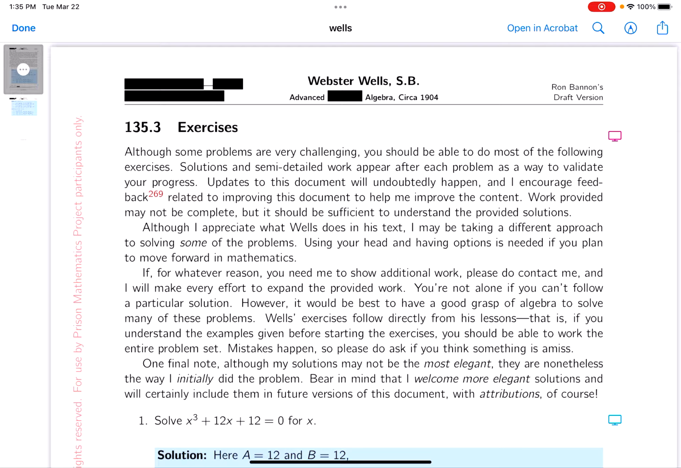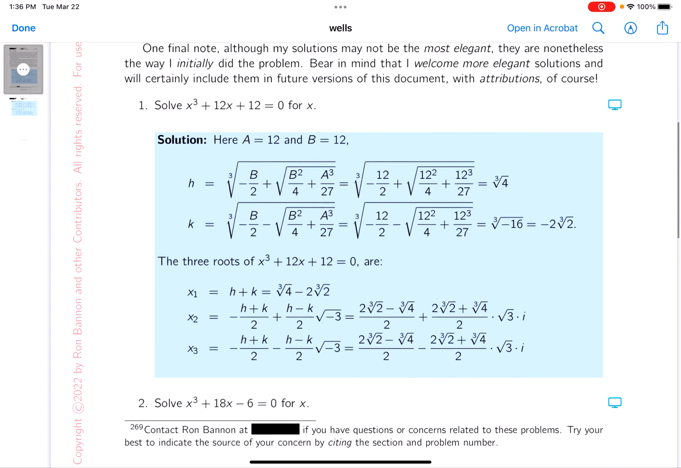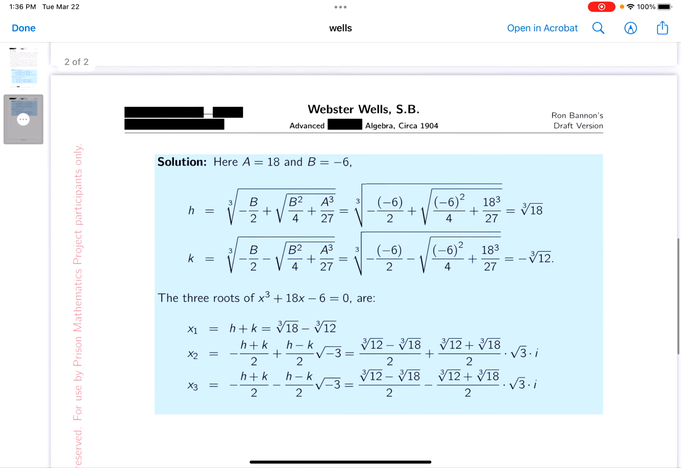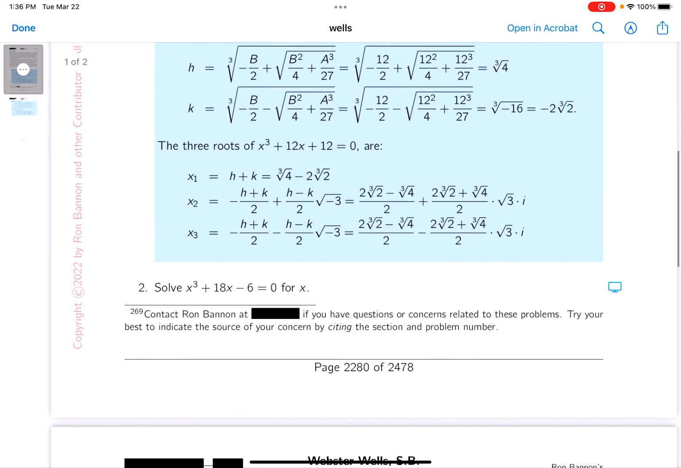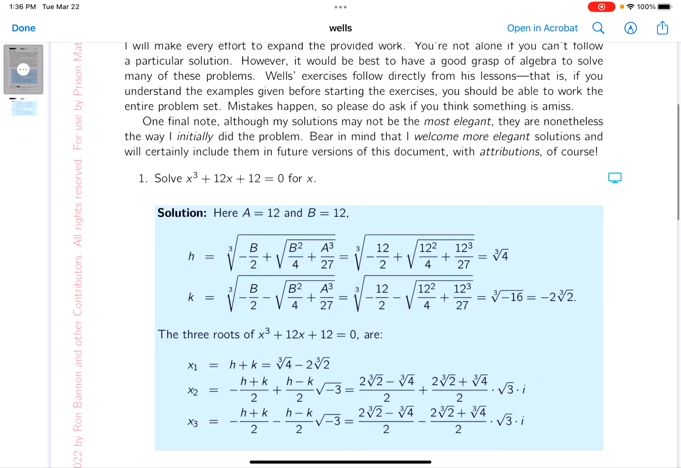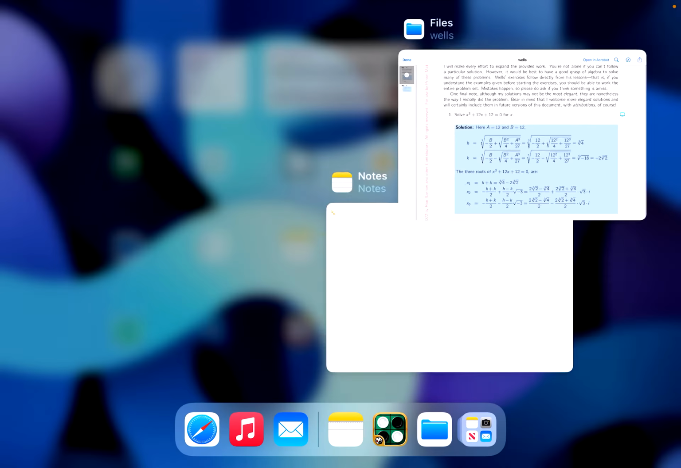Okay, we're in 135.3, the exercises. There are two problems. Yeah, two problems. And what we're going to do is go to the whiteboard to solve the problem. And let me do that now. Get to the whiteboard. Let me write the problem down.